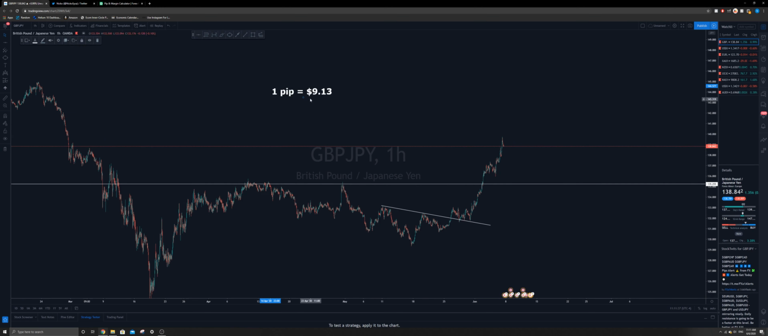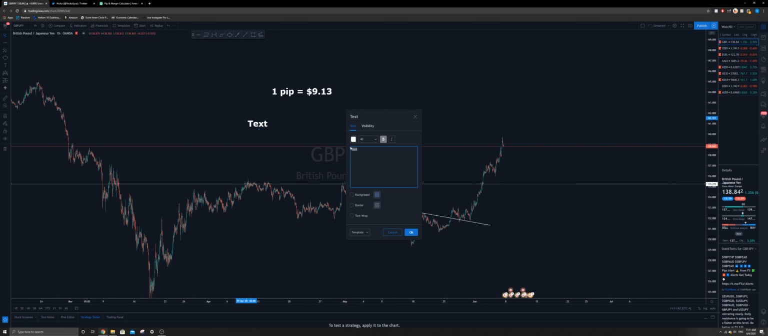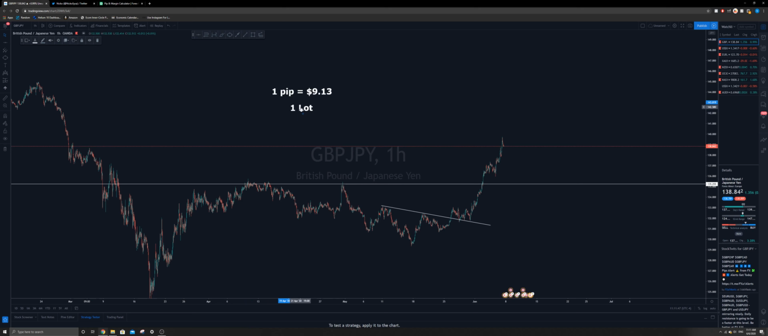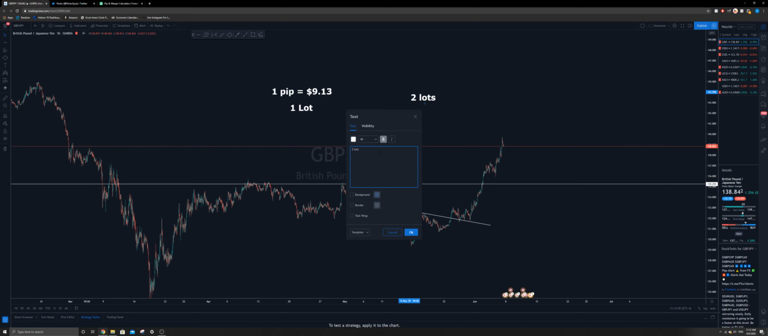So if we put a standard contract, that is for one lot. And this is all depending on what kind of leverage you're using. If you're using 50 to 1, it will cost you cheaper. If you're using 500 to 1, it's going to be even cheaper. But the same stays: one pip equals $9.13 if you have one lot. And obviously if we have two lots, it will be $18.26, and so on and so forth. You guys can do math.